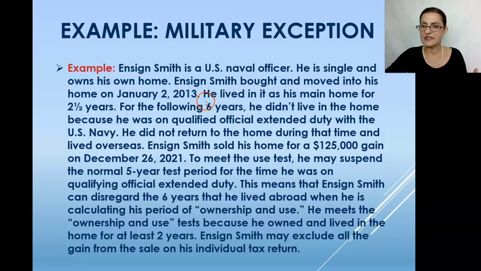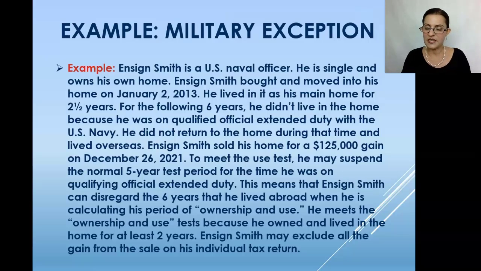But in his case, he gets a 10-year look back because he was on qualifying official extended duty and he's military personnel. So he can disregard the 6 years that he lived abroad and he still qualifies because he actually did at some point in there use the home for 2.5 years and he's owned it the whole time. So he's owned it since 2013. So the ownership test he meets just automatically.